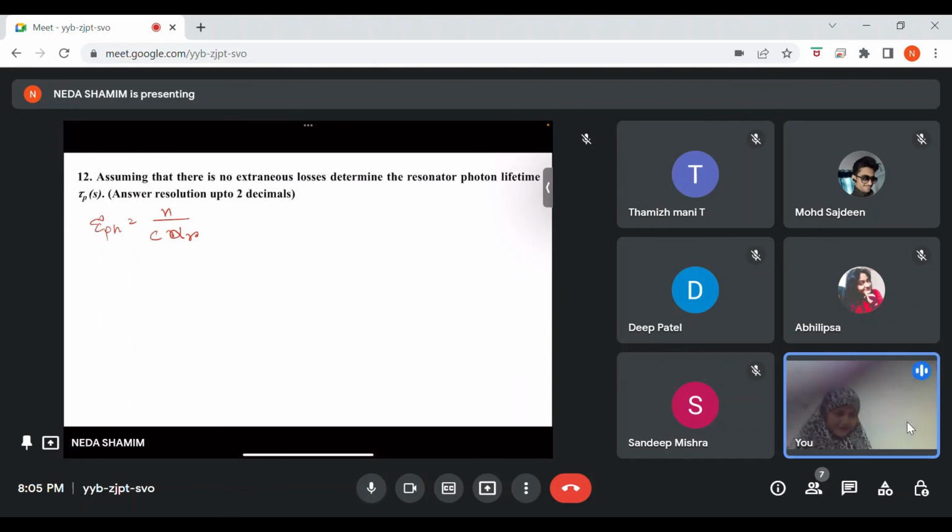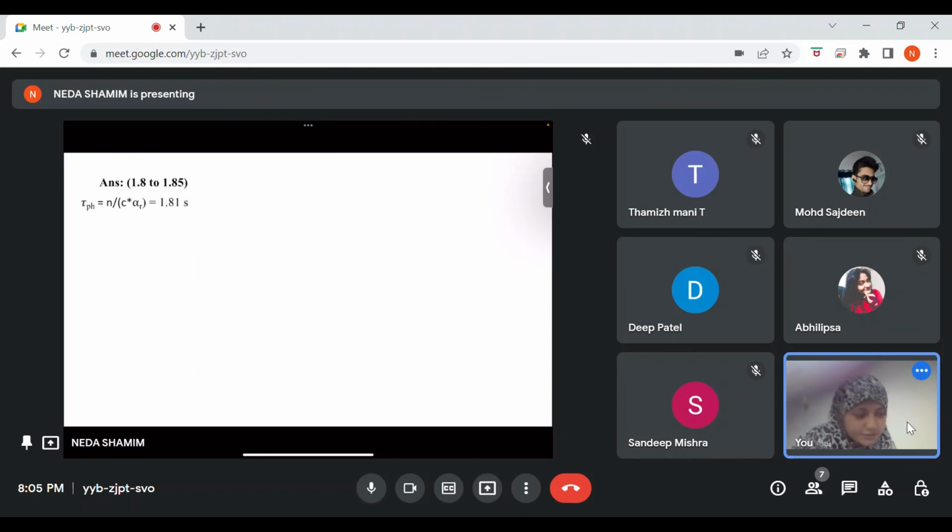Because it is a lifetime, right? So this lifetime will be depending on the speed. And when we talk about speed, we'll have to get the refractive index in which the light is traveling. So that is equal to N by C alpha R. So just substitute the values. We know N, we know C, how much is the speed, and we know alpha R. We have calculated it. So this will be the answer.